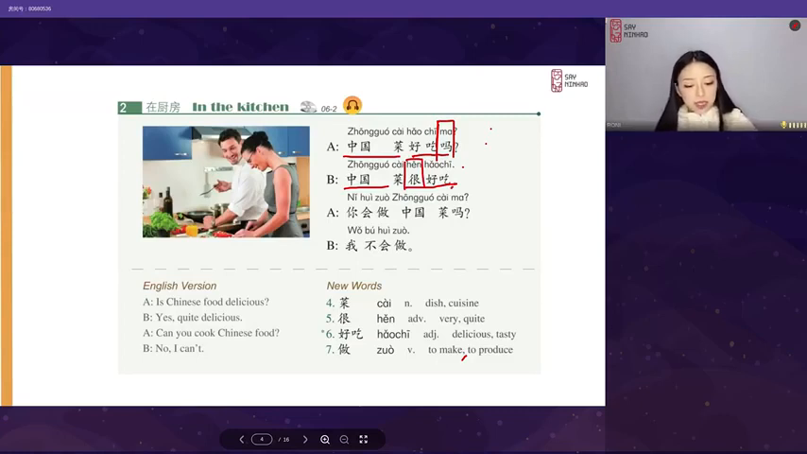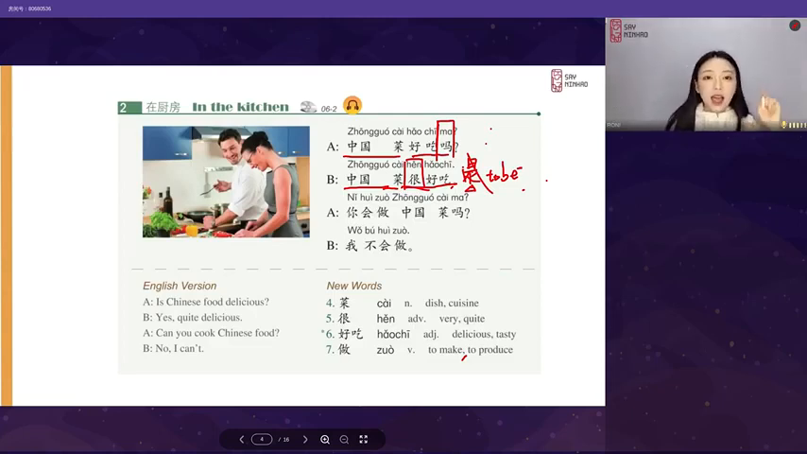很好吃. We can see in this sentence, there are no verbs here, right? Some people like to put 是 here because 是 means to be, right? Be. And in English, Chinese dish is delicious. There is an is here. So some students like to put 是 inside, but there is no need to put it, okay? No need. Just say 中国菜很好吃, very delicious.